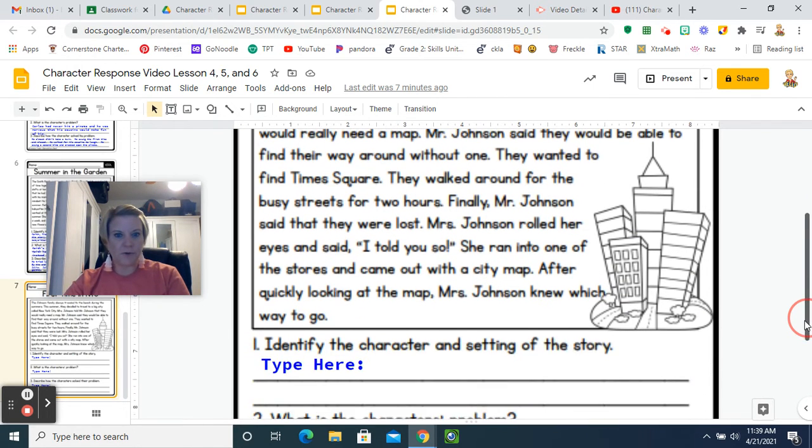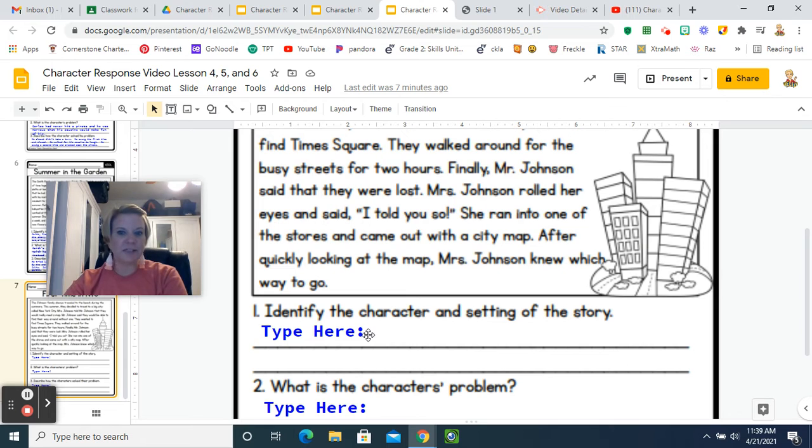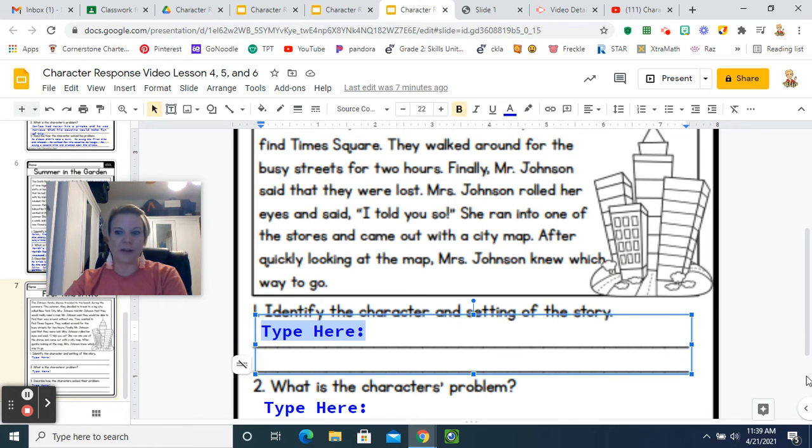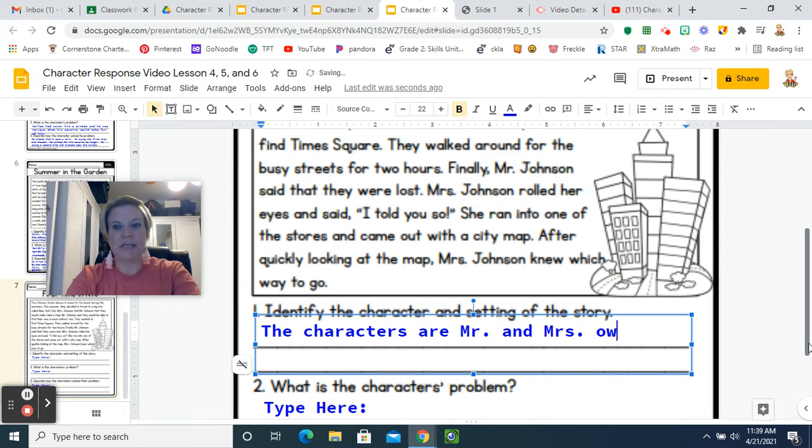All right, so our first question is identify the character and setting of the story. Who were the characters in the story? Tell someone right now. Tell your teacher, your neighbor, your mom or dad, whoever you're with. Tell them the characters. All right, good. The characters are Mr. and Mrs. Johnson. I cannot spell. Jeez Louise.